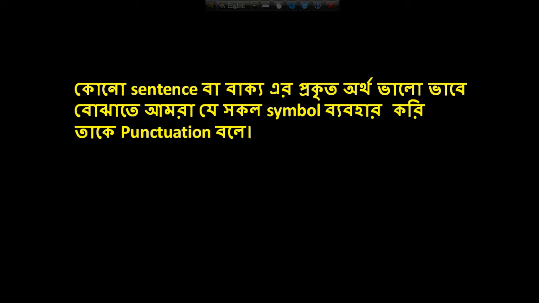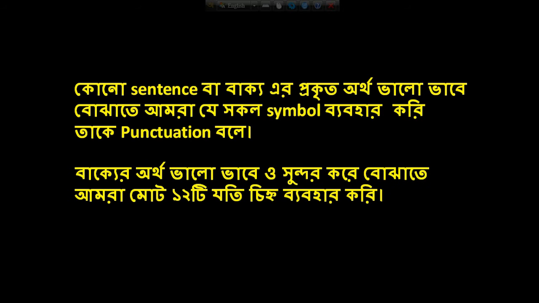Actually, we use these symbols, or punctuation, to make the sentence clear or to express the clear meaning of the sentence. Without punctuation, it is totally impossible to express our feelings or to express the sentence fully. Okay, and we use 12 punctuations in English. The Bengali meaning of punctuation is Jyoti Chinho. Now we have to know the 12 punctuations.